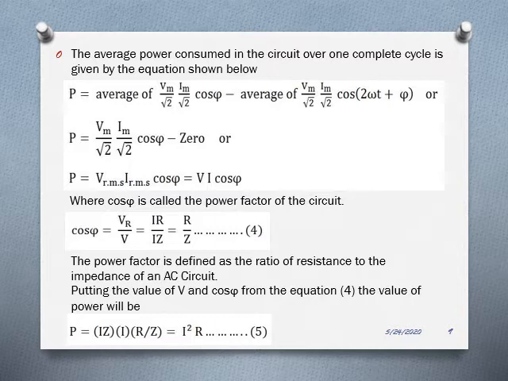The definition of power factor we have already learned. It is defined as the ratio of resistance to the impedance of the circuit. Now, if you put the value of this voltage and cos phi in that power equation, you get I square R. So this equation P is equal to I square R clearly says that the power is dissipated across the resistance only, or the power is consumed by the resistive element only in an RC series circuit.